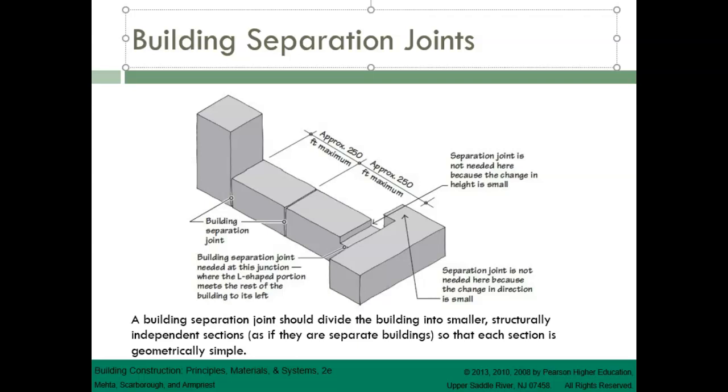Building separation joints are provided at the following discontinuities: where low building mass meets a tall mass, where the building changes direction, such as an L-shape or a T-shape building, where the building structural material changes, such as where a steel frame building meets a concrete frame.